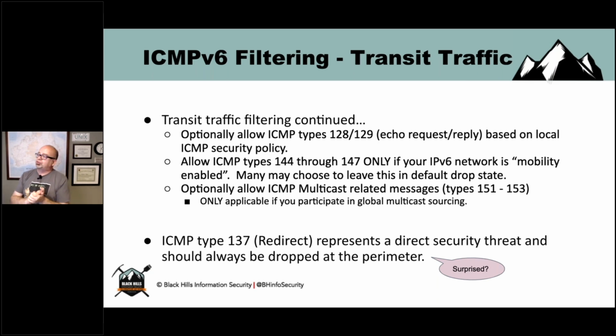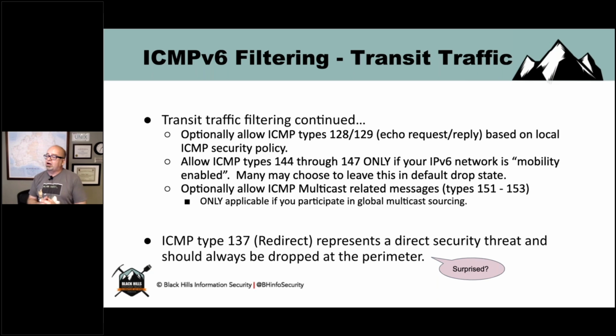Optionally allow types 128 and 129, which is echo request reply. We know that that is a policy decision in IPv4 by selective organizations, so you can make that choice. If you do not want to allow echo request and reply in v6, then don't, okay? Make that choice for yourself. Allow ICMP types 144 through 147 only if your v6 network is mobility enabled, and that is a class of transportable address in the v6 world. I sort of hope you don't do that for the more secure-minded organizations.